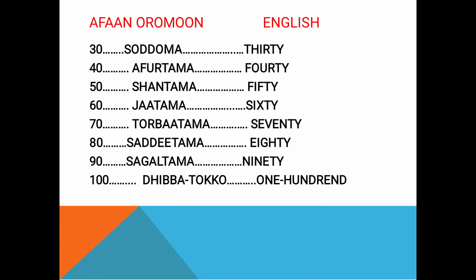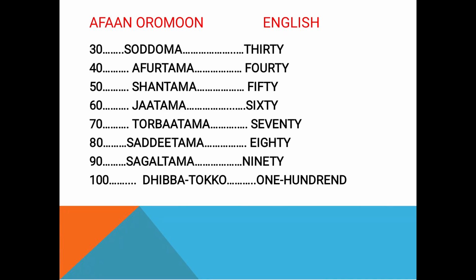So here is the basic one. Shantama, 50. Jahatama, 60. Torbaatama, 70. Saddeettama, 80. Sagaltama, 90. Dhibba tokko, 100.